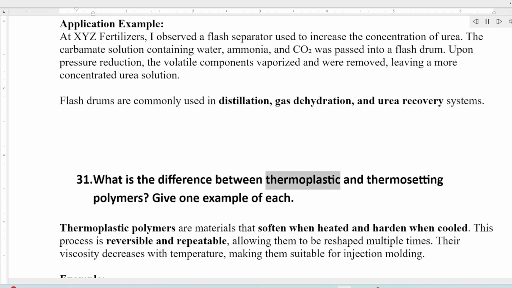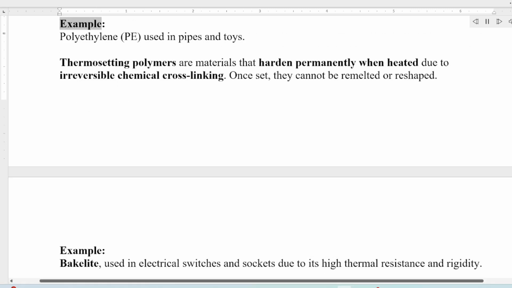What is the difference between thermoplastic and thermosetting polymers? Give one example of each. Thermoplastic polymers are materials that soften when heated and harden when cooled. This process is reversible and repeatable, allowing them to be reshaped multiple times. Their viscosity decreases with temperature, making them suitable for injection molding. Example: Polyethylene, PE, used in pipes and toys.